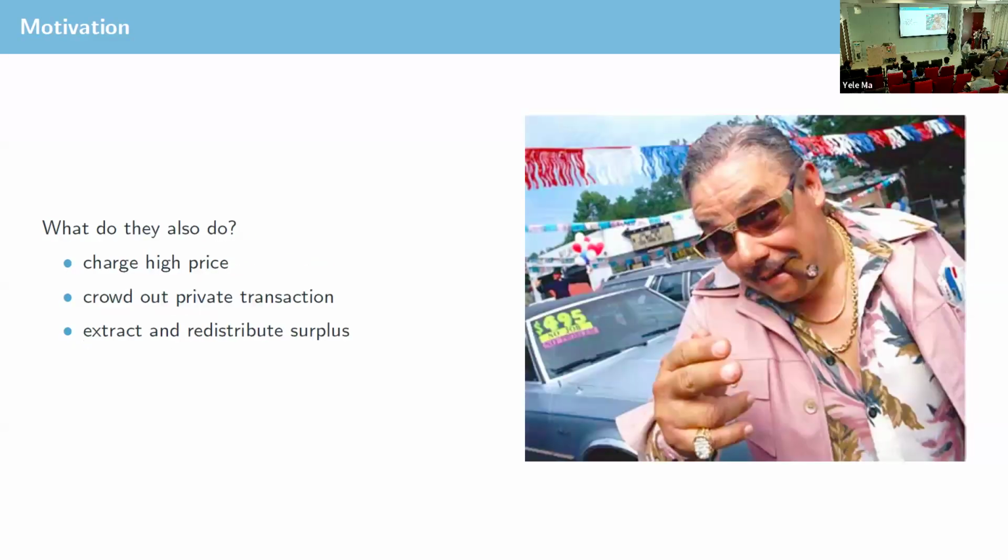What else do they do? Well, the other picture is not so bright. They also charge us high prices. Because it's so convenient to trade at a dealership, they also crowd out private transactions. With dealerships, there's no point for most people to go to each seller's office or home and buy a car directly from them. In other words, they may extract surplus from transactions by charging high prices. They may redistribute surplus between sellers. And there are many channels through which dealers may affect the market equilibrium and consumer welfare.